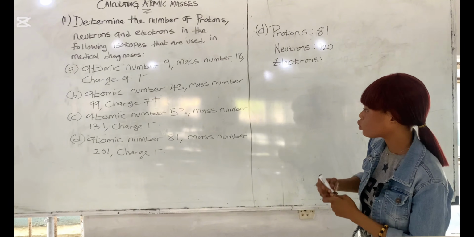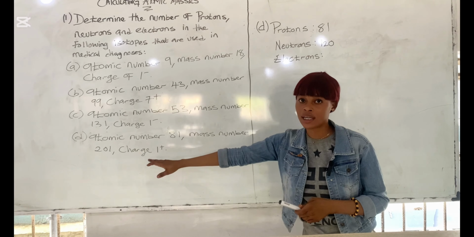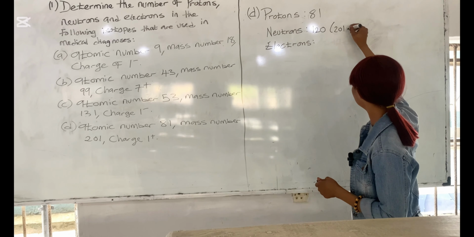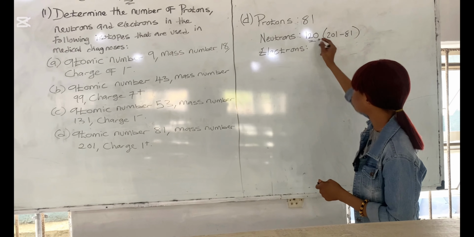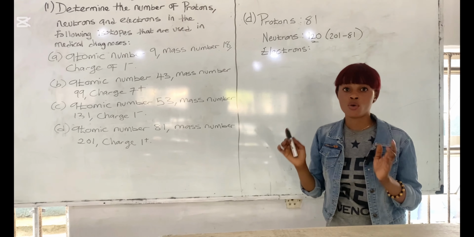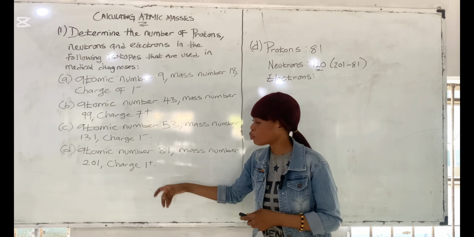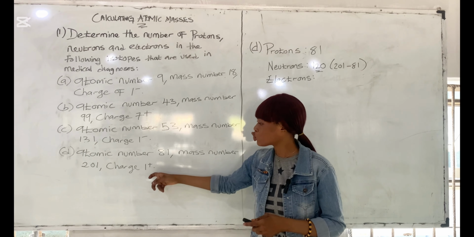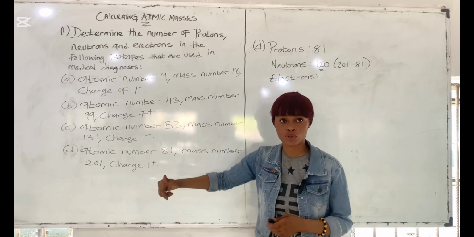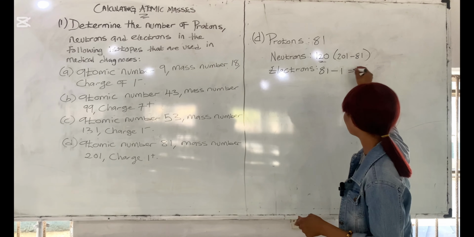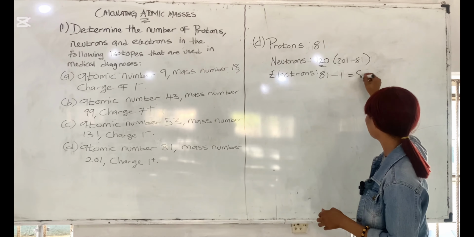How did we get 120? By subtracting 81 from 201. So our number of neutrons is 120. And then for our electrons, it carries a positive sign. Because it carries a positive sign, we are going to subtract it from the number of protons. So it's going to be 81 minus 1, so our number of electrons is 80.